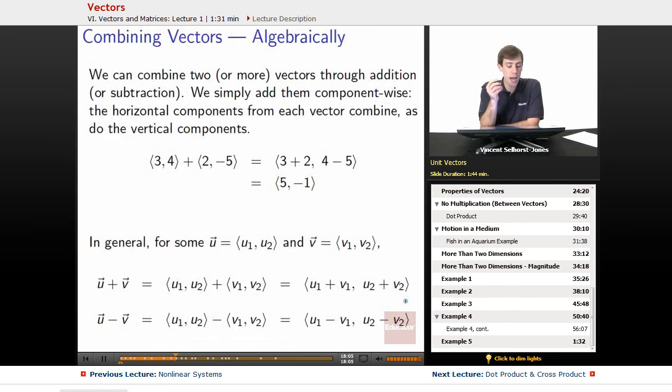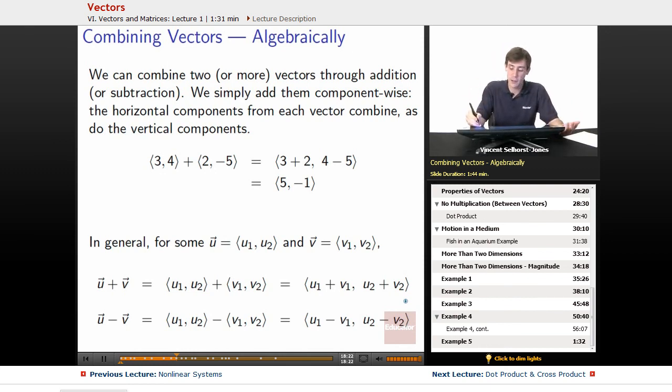All right, we combine vectors. We can combine 2 or more vectors through addition or subtraction. It's actually not that difficult. We just add them component-wise. The horizontal components add together and the vertical components add together. All of your first components, they go together. Second components, they go together, so on and so forth, like that.